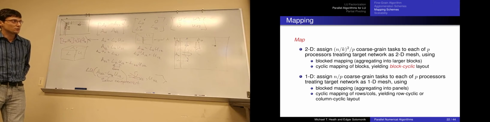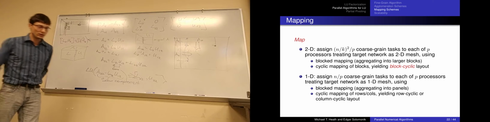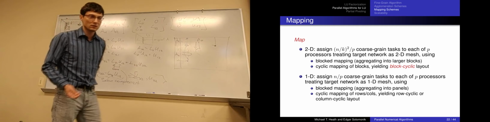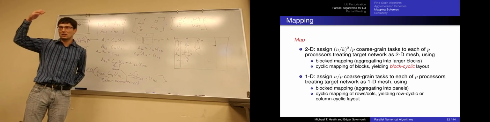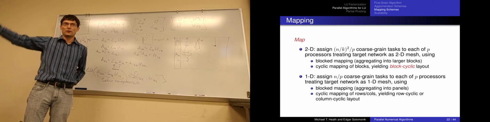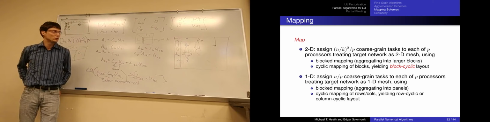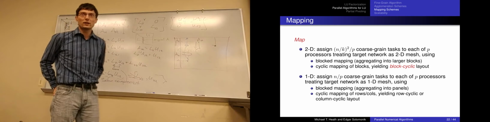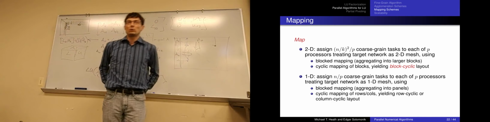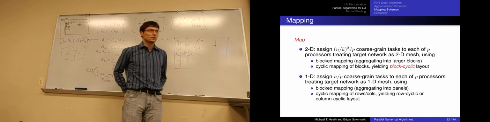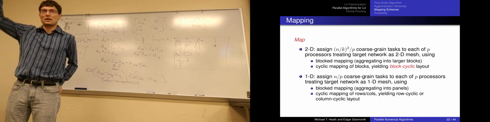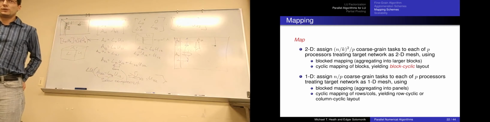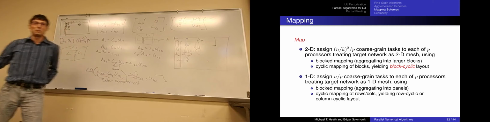We can do similar things in the 1D case, where we could create aggregated tasks containing different columns and then assign them to processors in a cyclic manner. So if we do 1D column aggregation with a cyclic layout, it would mean that the ith processor owns all columns of index i, p plus i, 2p plus i, 3p plus i, etc.